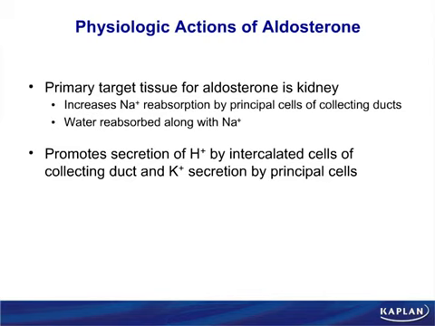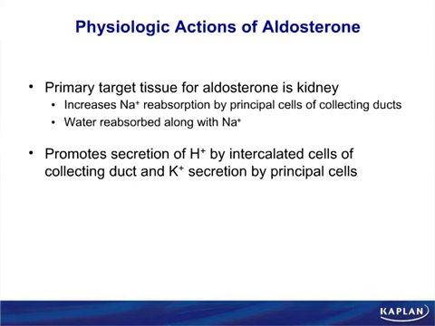And also, the principal cells make you get rid of potassium. The intercalated cells excrete hydrogen ions. So you retain sodium and excrete either hydrogen ions at the intercalated cells or potassium with the principal cells.